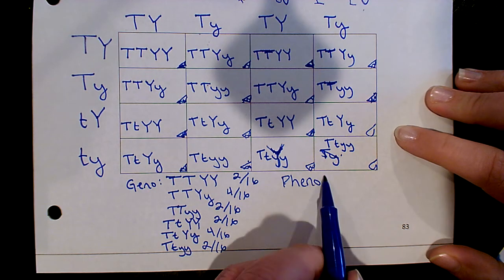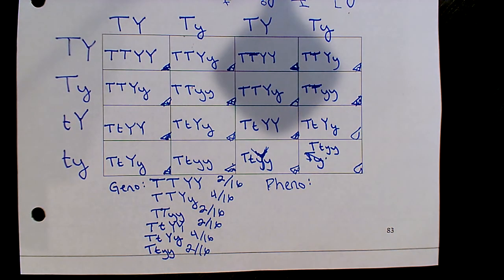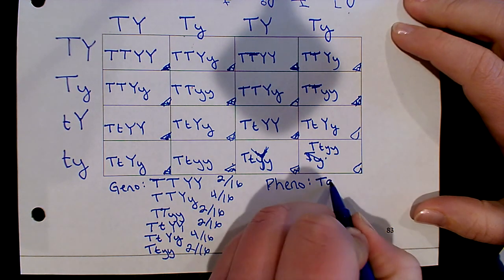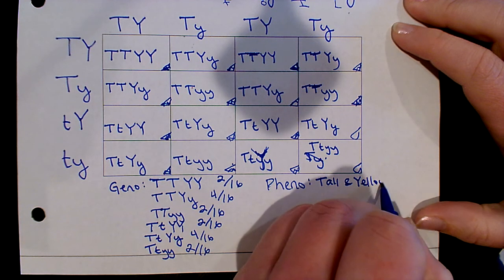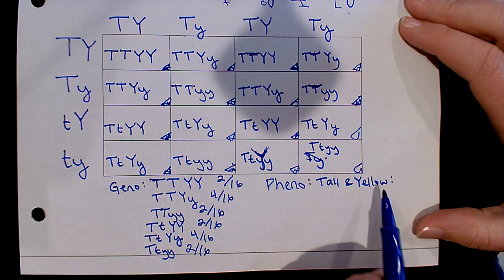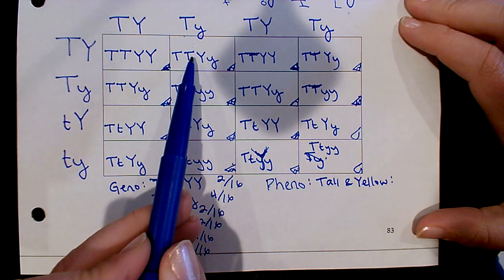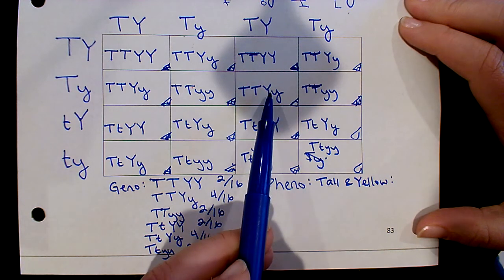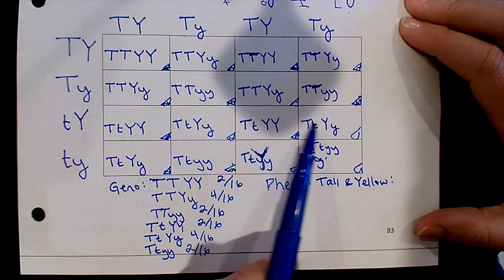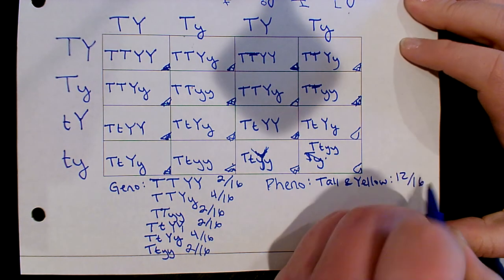Then we have the phenotypes. They're not going to be nearly as many because remember, you just need one dominant allele for a gene for that version of the trait to show up. So they could be tall and yellow. Okay, so they have to have at least one capital T and at least one capital Y. They will be tall and yellow. So these 1, 2, 3, 4, 5, 6, 7, 8, 9, 10, 11, 12 out of 16 will be tall and yellow.